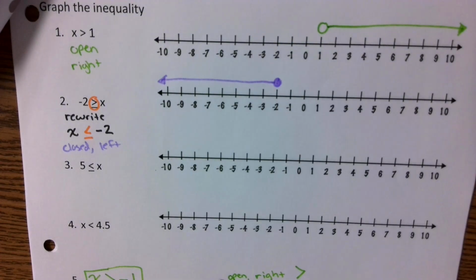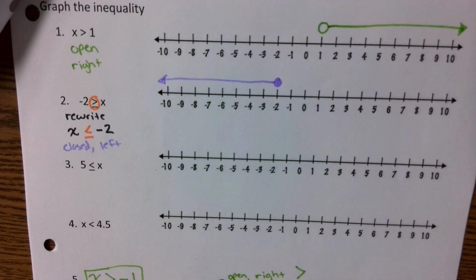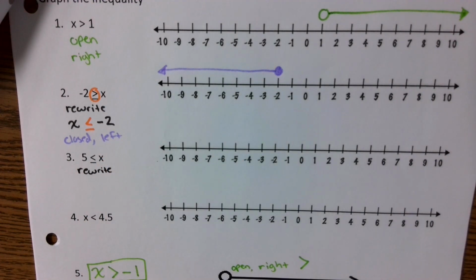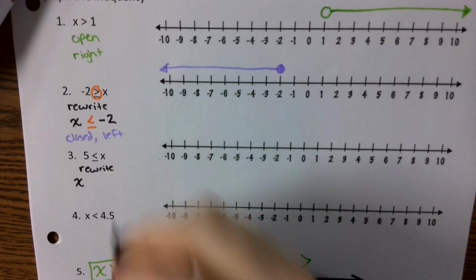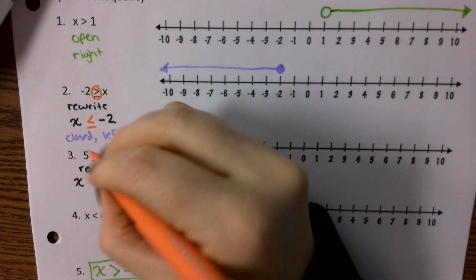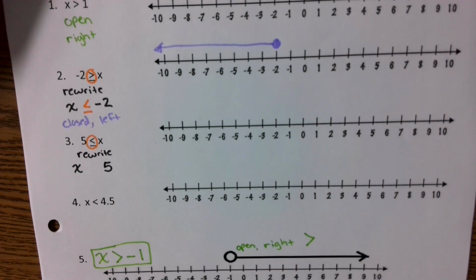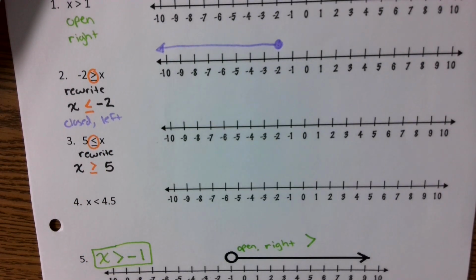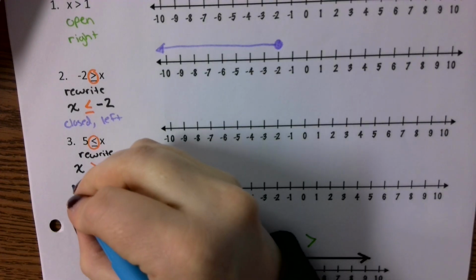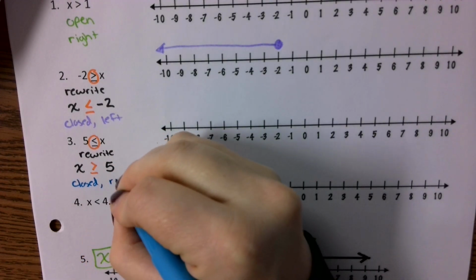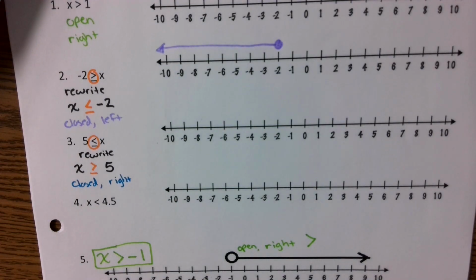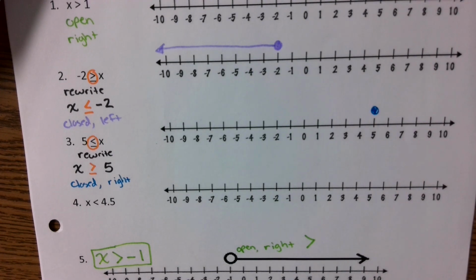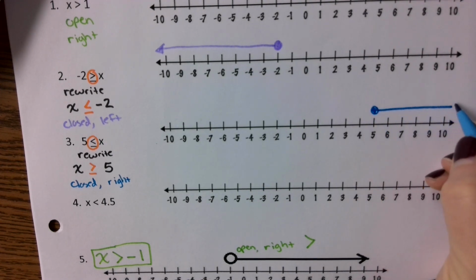For problem number three, you also had to complete a rewrite. So the x is now on the left side, the 5 is now on the right side, and again, we are going to reverse the inequality symbol. So instead of less than or equal to, it's now greater than or equal to. With greater than or equal to, that is a closed circle, and it is graphing itself to the right. Closed circle to the right. So starting at 5, I'm going to draw my circle, I'm going to close it, and then I'm going to graph to the right.